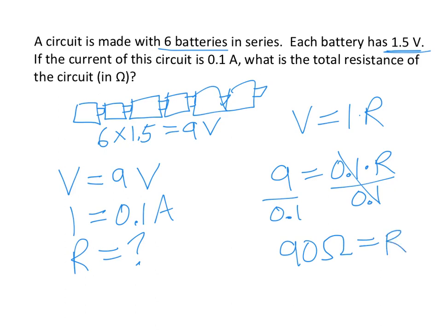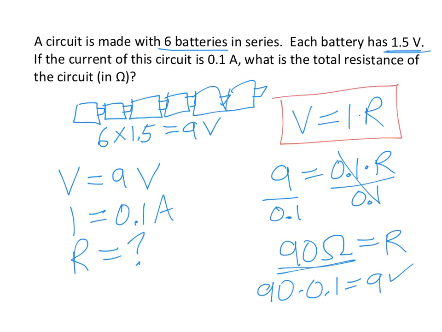And again, just check your work. Does 90 times the current 0.1 equal 9? It does. So checking our work, we did our math properly. This works. So that's really all there is to Ohm's law. It's one of the easier mathematical things that we will do. There's not really any fractions involved. It's just using this equation and solving for the unknown.